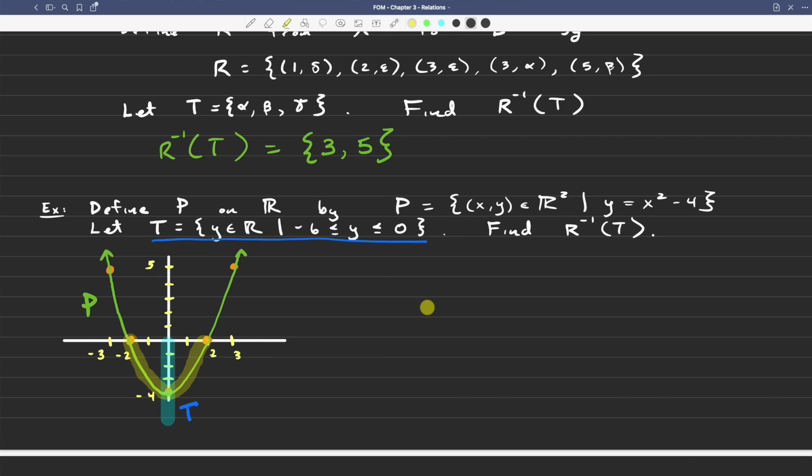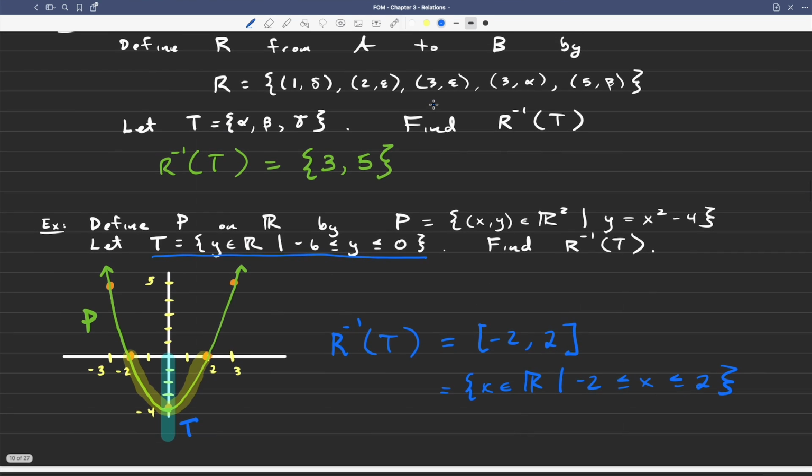And then I read off the part of the x-axis that corresponds to that part of the graph, and it would be from -2 to 2. So the preimage of T, those first components that go with things in T, is the interval from -2 to +2, like so. So conceptually, it really wasn't any different than the toy example above, but it was just a little bit more work to have to look at the graph and glean what the first components were given the second components.